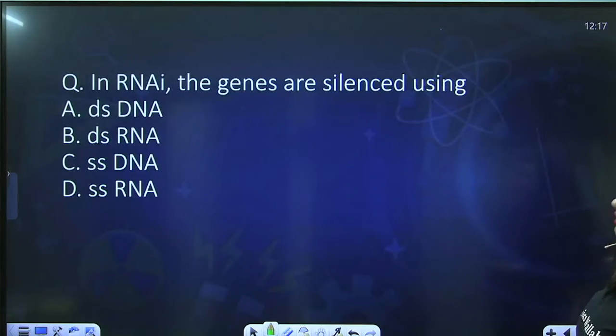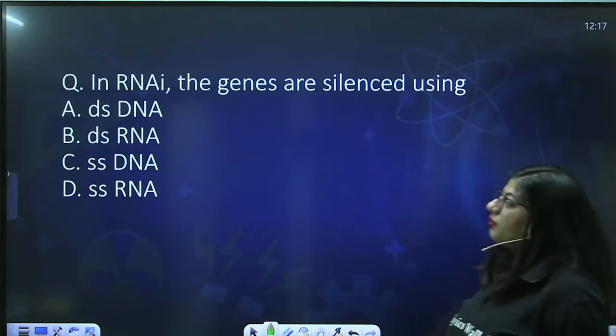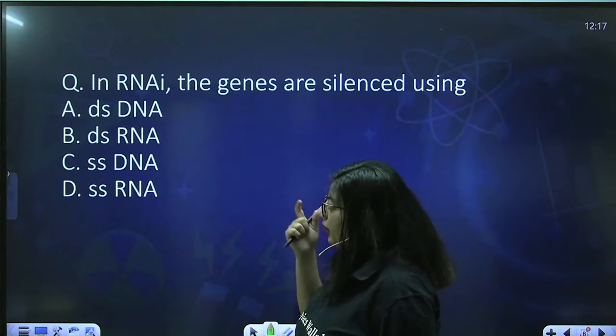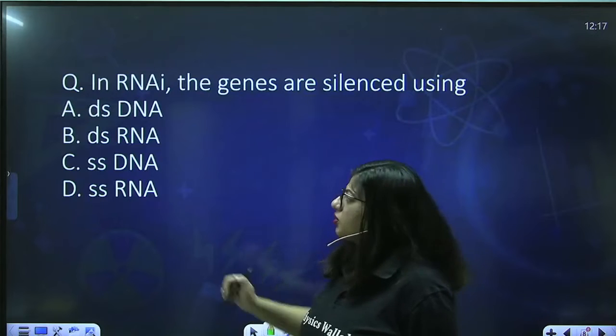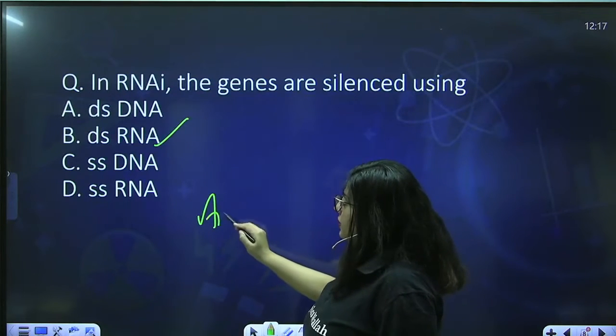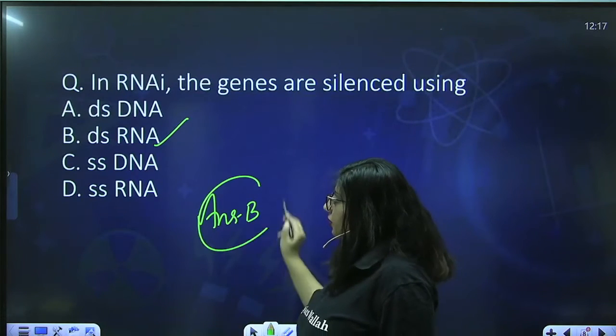In RNAi, the genes are silenced using double-stranded DNA, double-stranded RNA, single-stranded DNA, or single-stranded RNA. This is the most common question. Simple. Always double-stranded RNA. Okay.